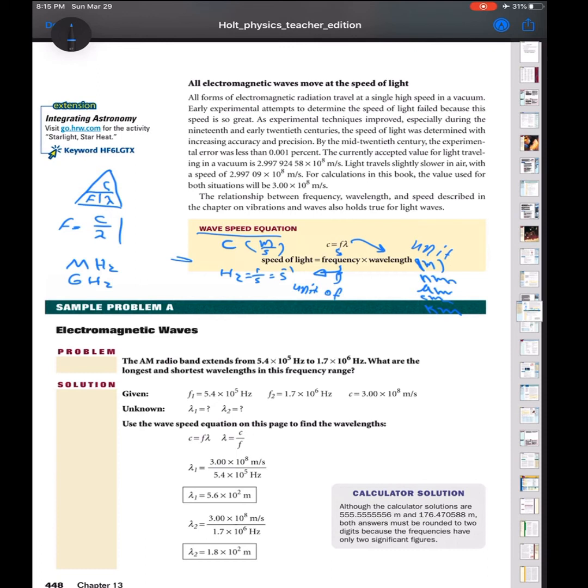Or if I ask you to find the wavelength, you're going to say wavelength equals speed of light over frequency, by using this triangle. So I understand from that, if I increase the frequency, the wavelength will decrease. Okay, now let's just solve an easy example.